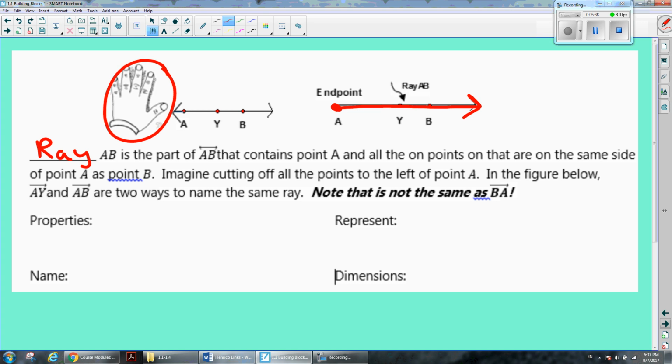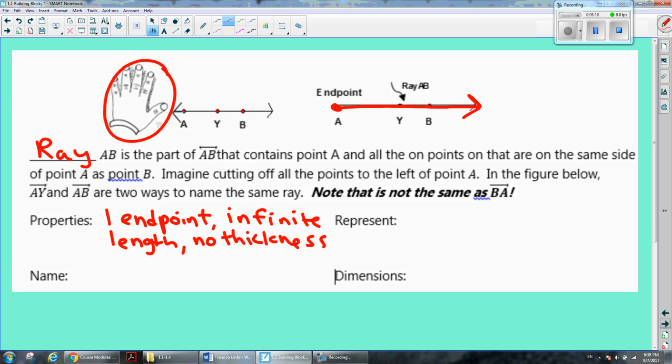In the figure above, ray AY and ray AB are the two ways to name the same ray. Note that it's not the same as ray BA. So some properties here, there's one endpoint. The ray stops at one end. It has infinite length. At the other end, it goes on and on and on forever. And there's no thickness. Just like a line would have no thickness, a ray has no thickness.